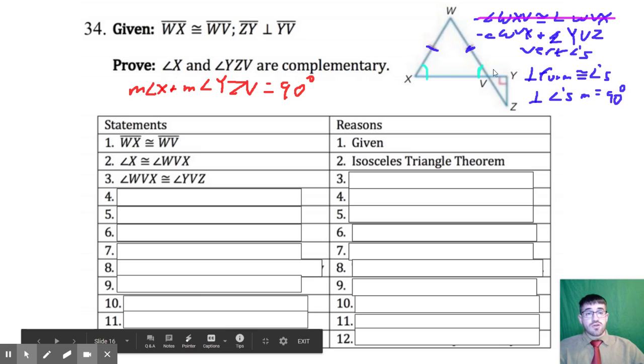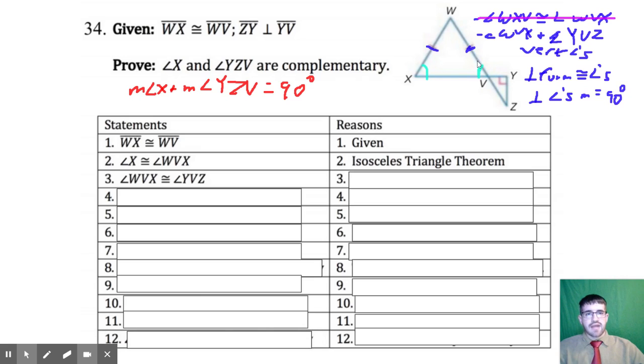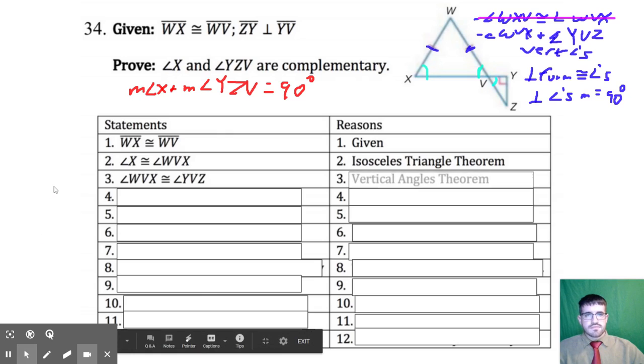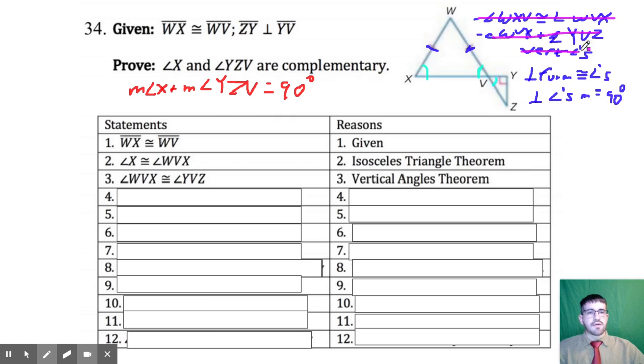Now, we also saw that we had a vertical angle here. We had angle WVX and angle YVZ, our vertical angles. Because they're vertical, these two angles are also congruent by the vertical angles theorem. So we use our vertical angles right here.